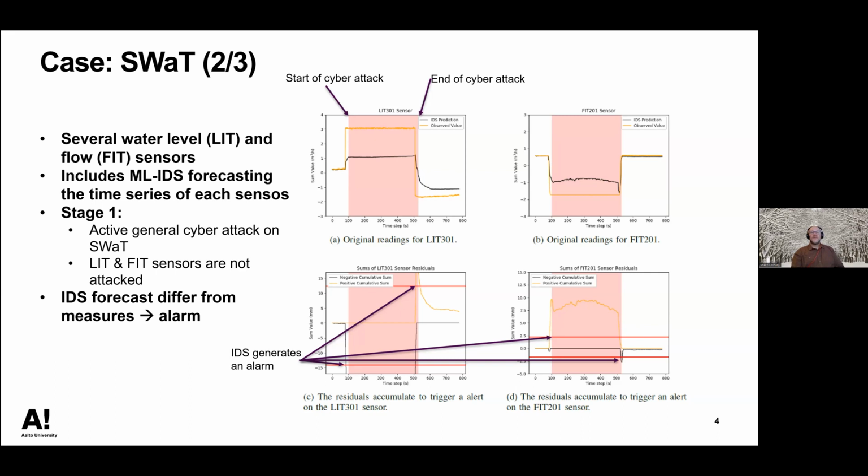And the same thing goes for the flow indicator. If the flow indicator drops dramatically below what would be plausible from the machine learning intrusion detection system, that will also raise alarms, depending on what the actual method of calculation is.